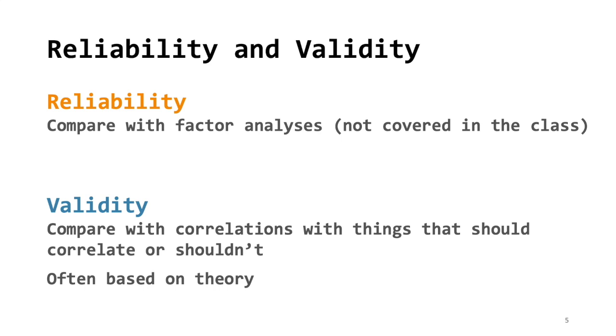And then validity, we usually compare with correlations with things that it should correlate with or shouldn't. And it's often very much based on theory. So for example, if we're building a measure that's trying to measure depression, there's other measures of depression that it should correlate with. So if it does correlate, then that's a positive sign. We also may know, well, maybe depression is supposed to correlate with anxiety. And so our measure of depression should correlate with a measure of anxiety somewhat.